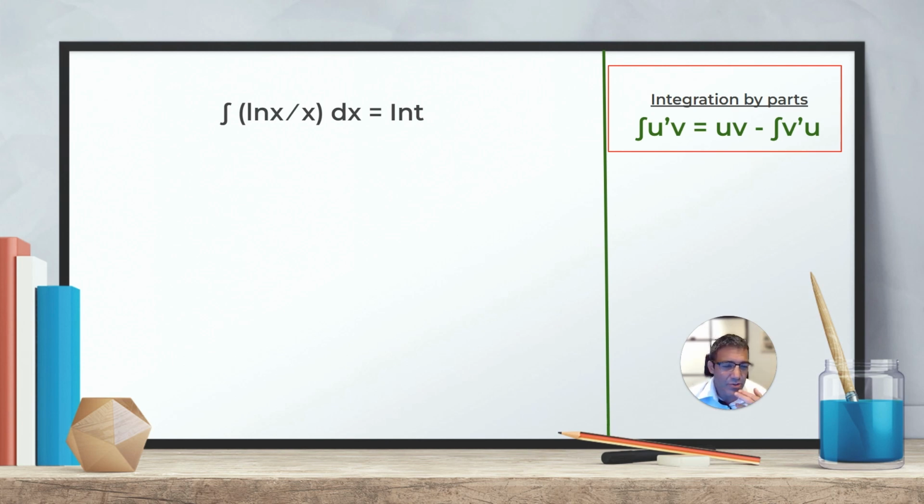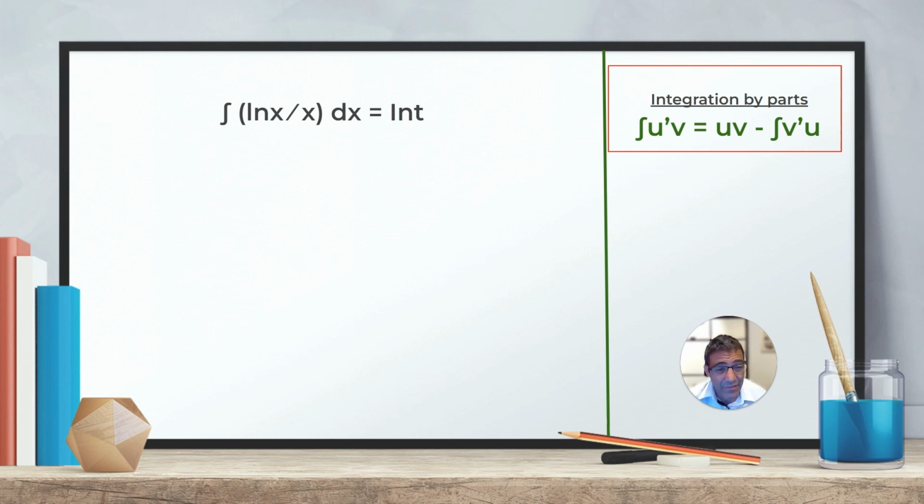And so the best thing to do here is always to think about picking u dashed to be something that you're quite comfortable integrating, and picking v to be something that you're quite comfortable differentiating. And so ln x is not something that's easy to integrate. I mean, it has an integral, which is x ln x minus x, but we don't typically know that. We don't typically use it very often.